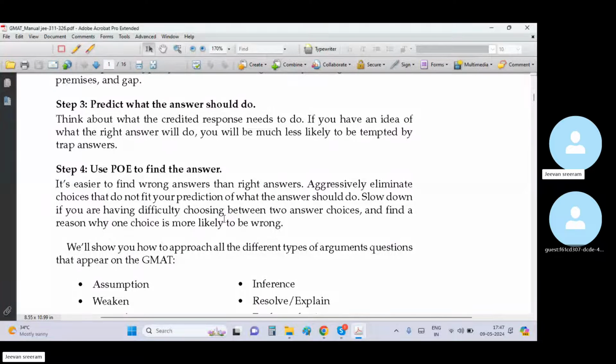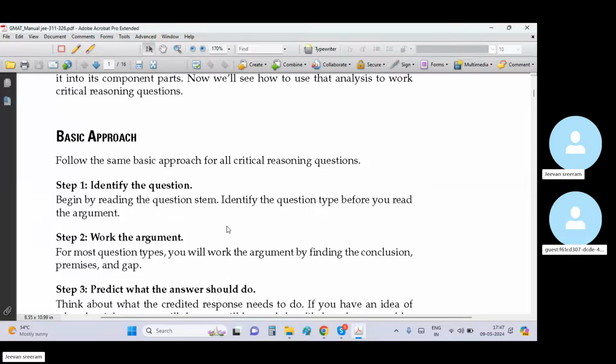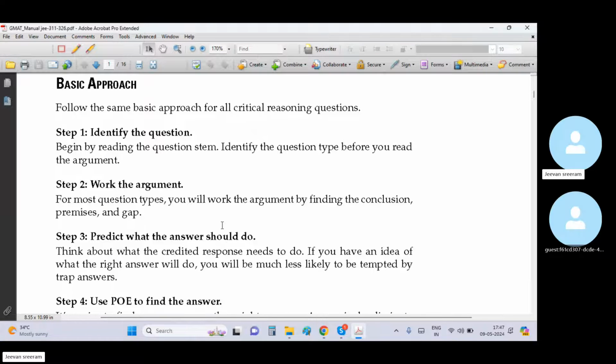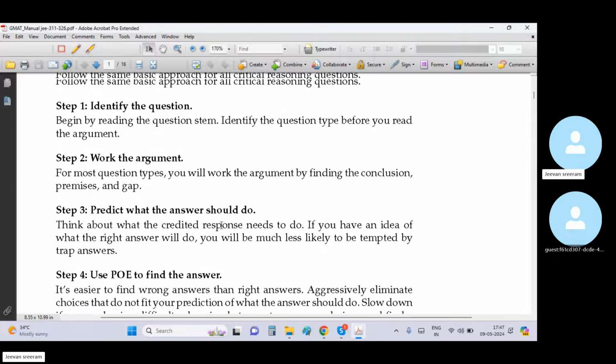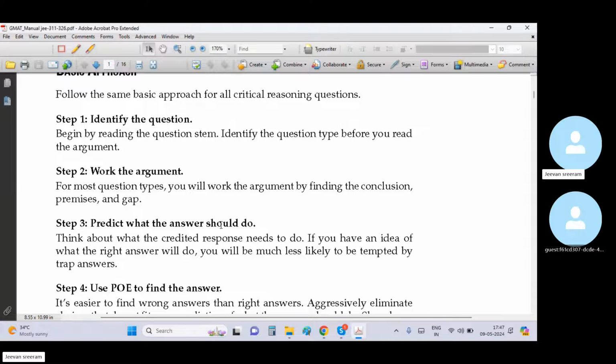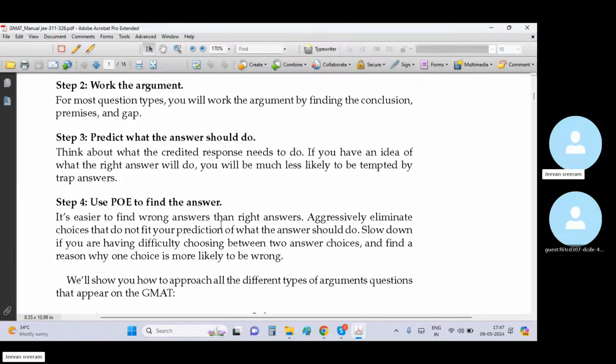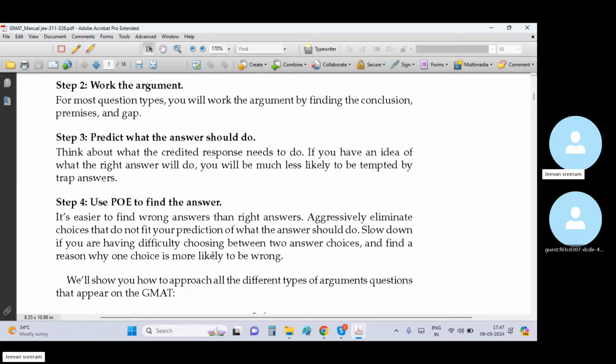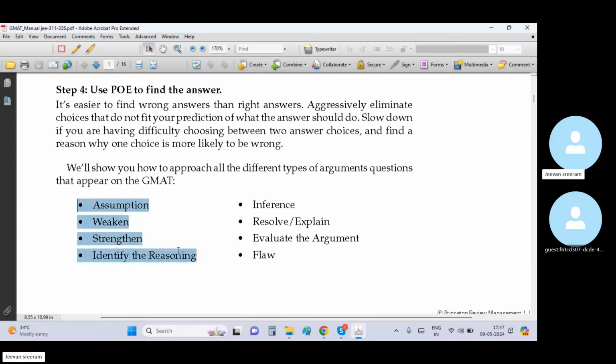Okay, from the PDF I have shared, you can see the basic approach to handling each of the critical reasoning questions. This is the standard method for beginners. These are the major question types you will see in your real examination, even in any mock test.